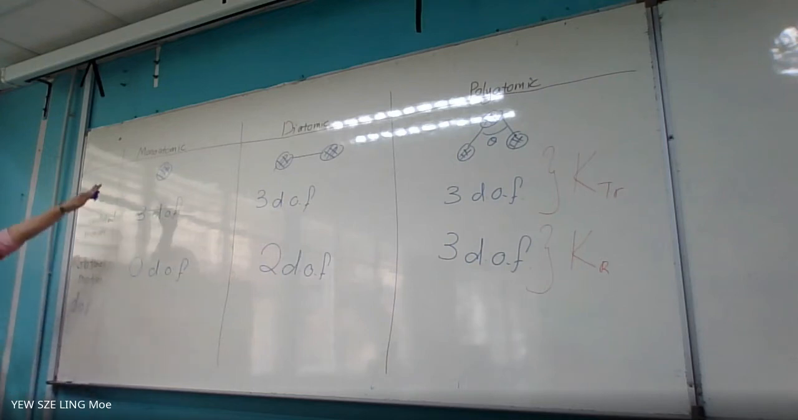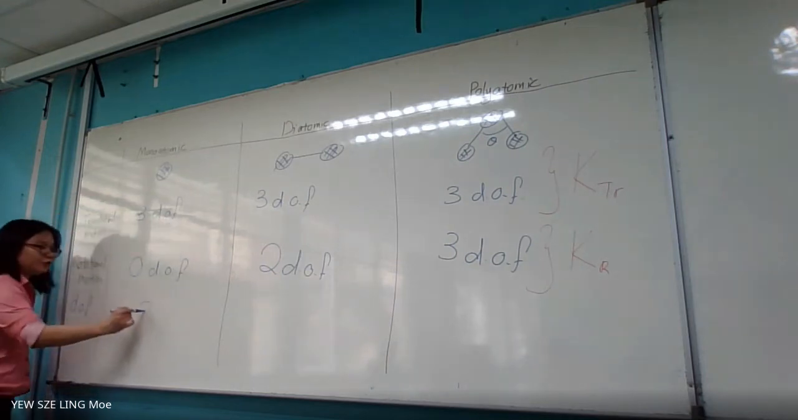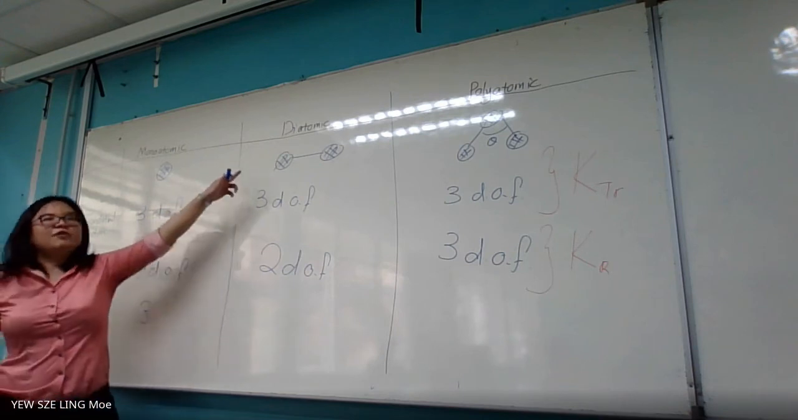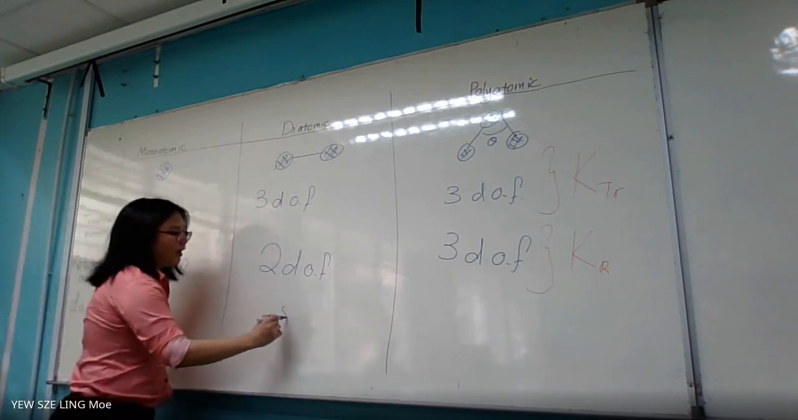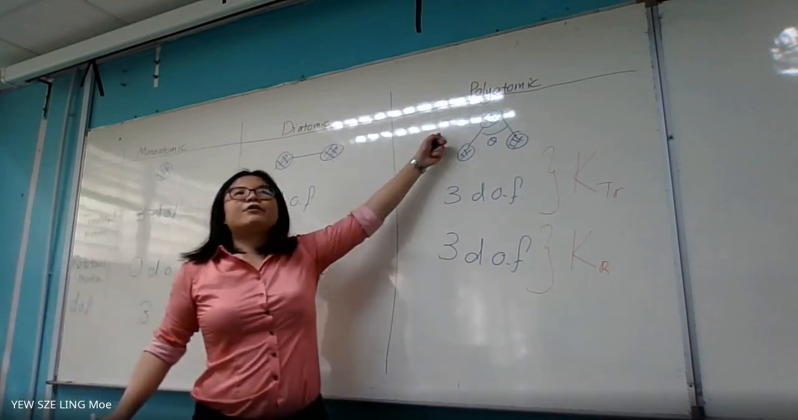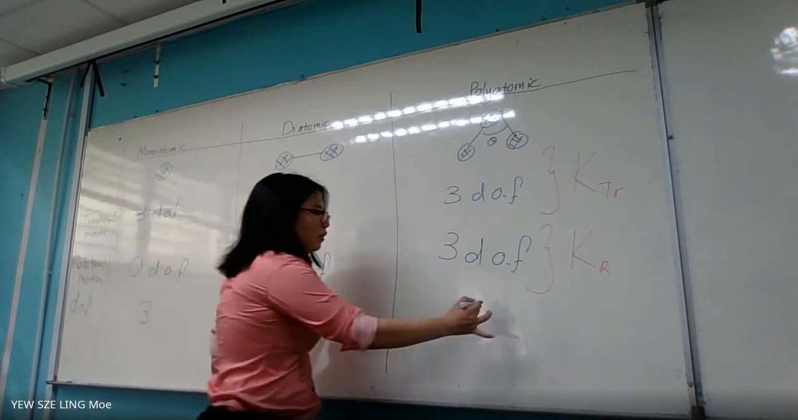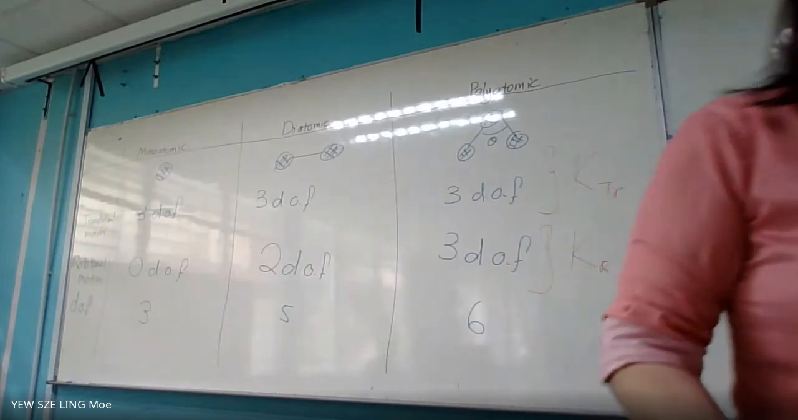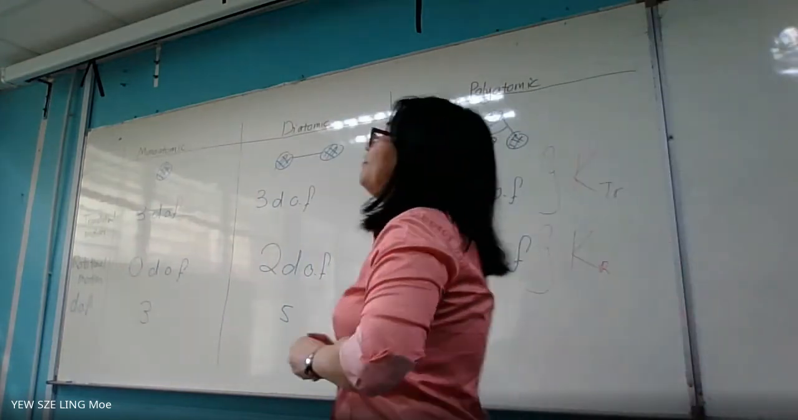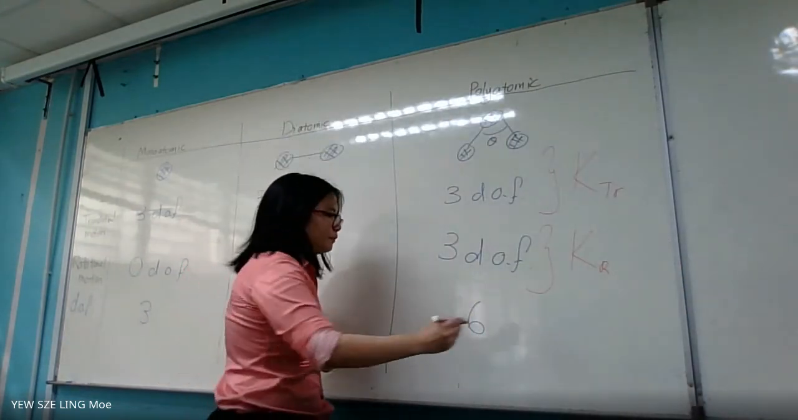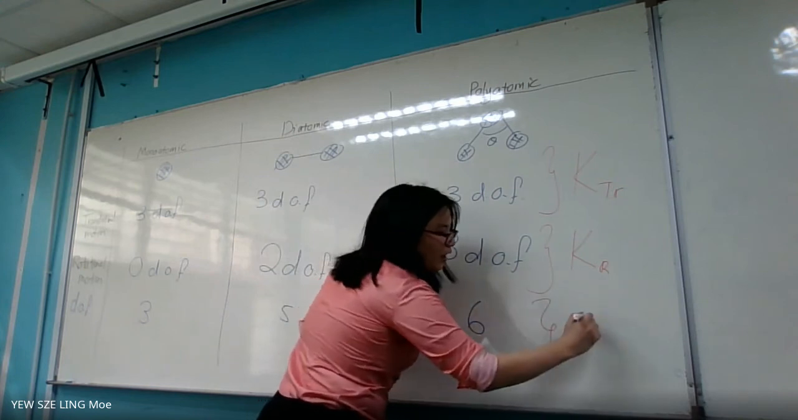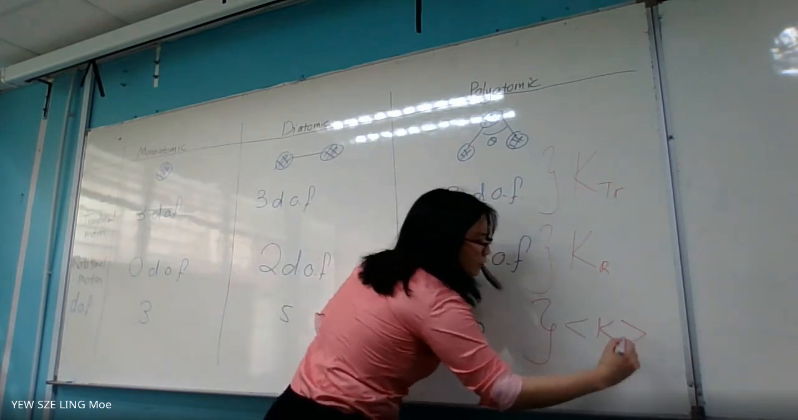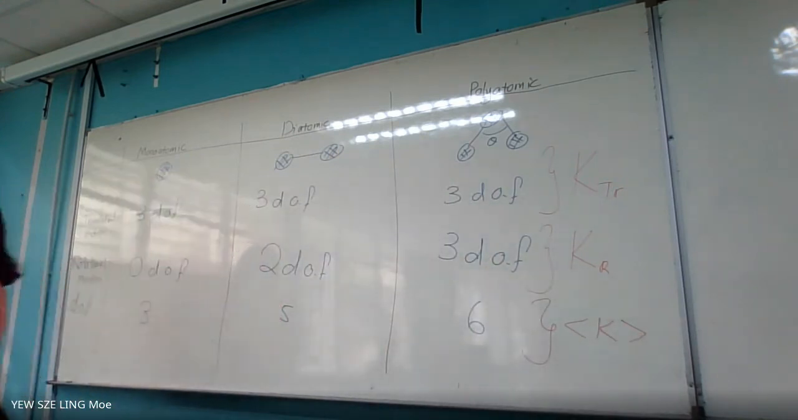So the total degree of freedom for monoatomic is 3. The total degree of freedom for diatomic is 5. The total degree of freedom for polyatomic is 6. So we use this information to calculate the so-called average kinetic energy, your K average. So the questions will tell you which one to calculate.